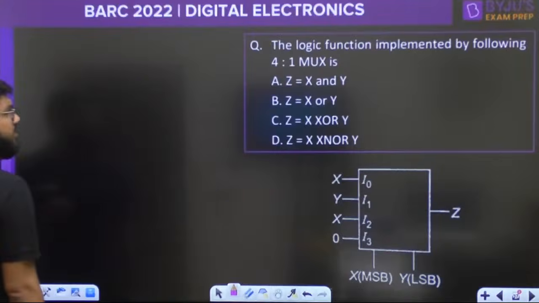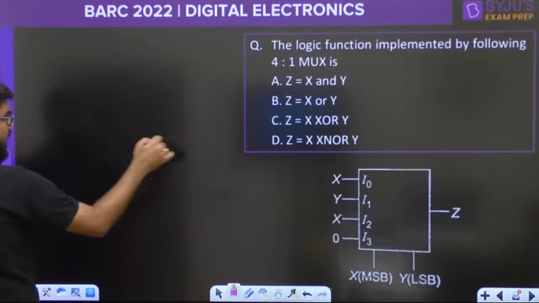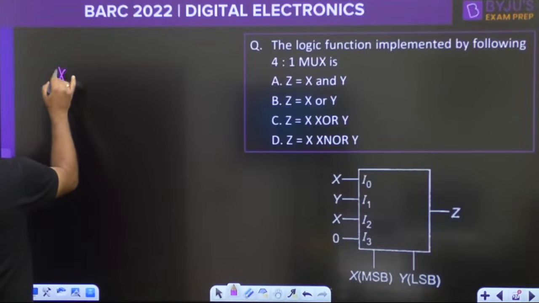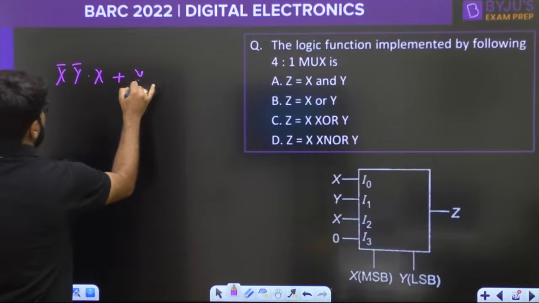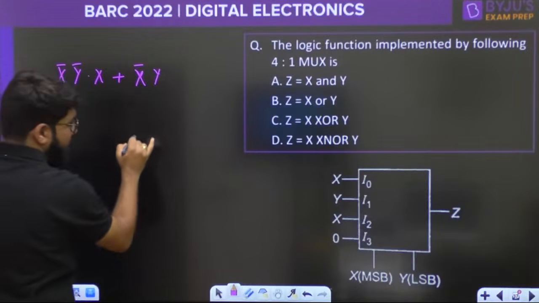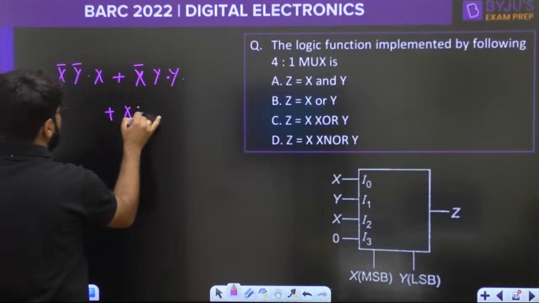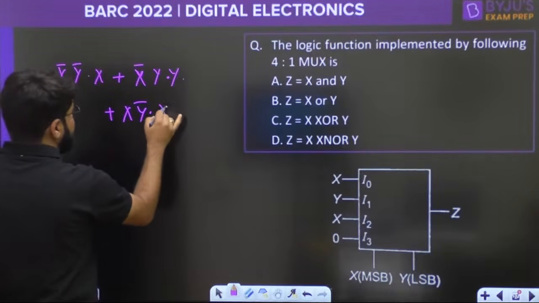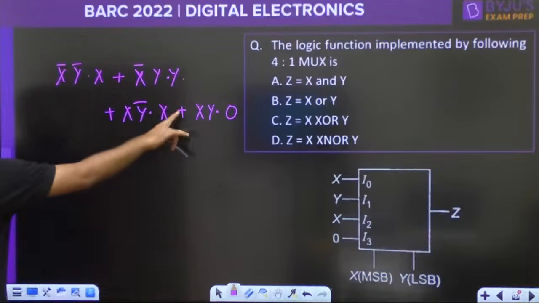What is the logic function implemented by the 4x1 mux? The MSB is x. The LSB is y. Select line 0, 0, that is x bar, y bar, then the input is x. Select line 0, 1, x bar, y, and the input is y. Select line 1, 0, x, y bar, and the input is x. Select line 1, 1, and the input is 0. Okay, 1, 1 means x, y.